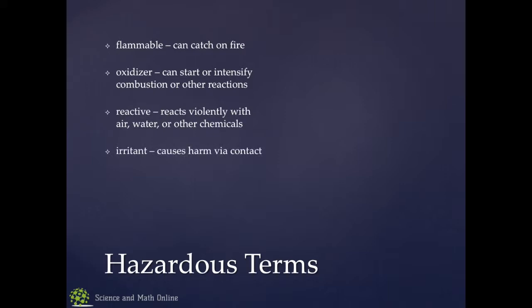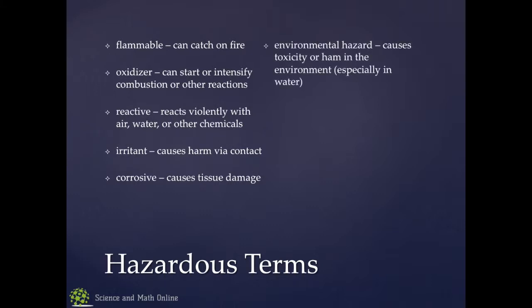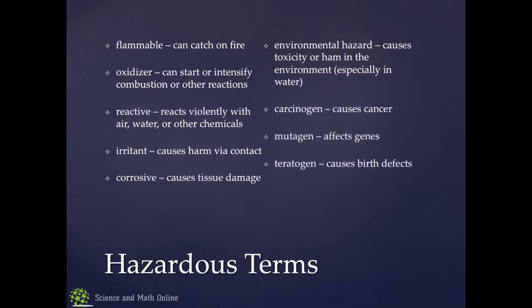Irritant just means it's harmful on contact, as opposed to corrosive, which means it does tissue damage. So an irritant on your skin will make your skin red, may give you a rash. It can be bad, but with corrosive, you're literally damaging skin tissue and possibly underneath the skin tissue. Key thing with corrosive things, you've got to keep your eyewear on. Environmental hazards mean they're harmful to the environment. And then the big three gens: carcinogens cause cancer, mutagens affect genes, and teratogens cause birth defects.